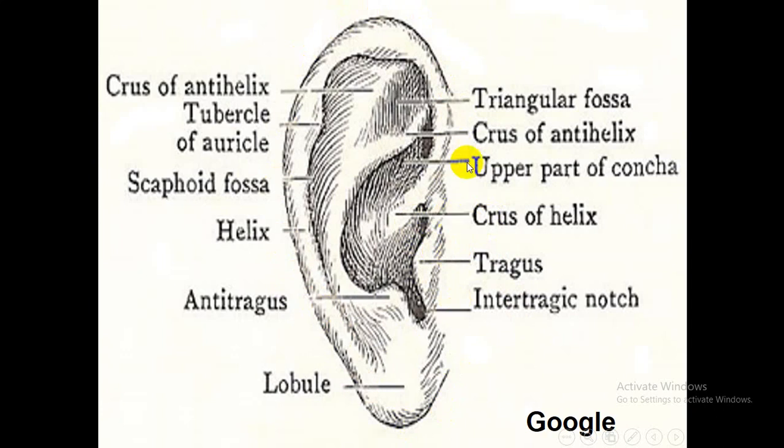So 5 branches supply the auricle, 4 sensory and 1 motor. Let me repeat: lesser occipital, great auricular, auriculotemporal, auricular branch of vagus, and the facial nerve, which is motor.